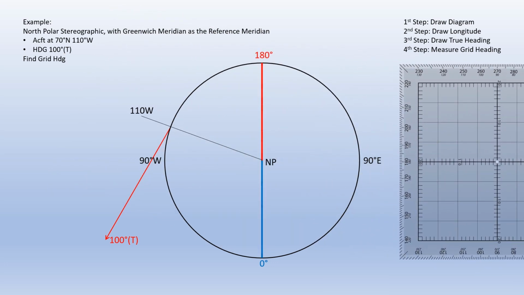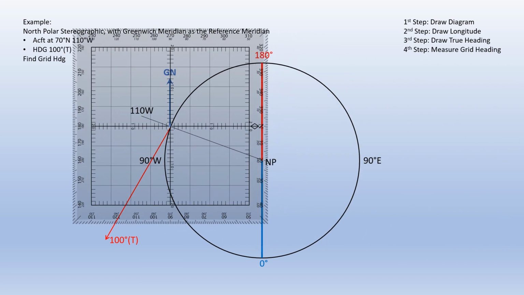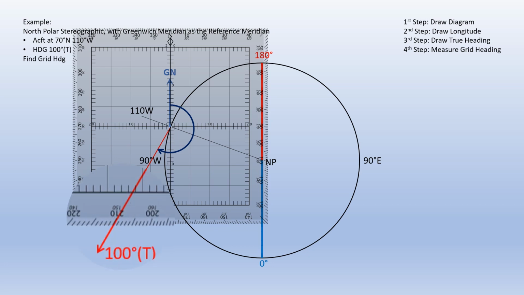Next step, measure the grid heading. Since we draw this diagram in accordance with the drawing convention, the direction of grid north is always pointing towards the top of the screen, anywhere in the diagram, shown by the blue arrow. Align your protractor with the aircraft position. Align protractor north with grid north. Grid heading is the angle measured clockwise between grid north toward where the aircraft is pointing. Read the answer. Grid heading equals 210 degrees.